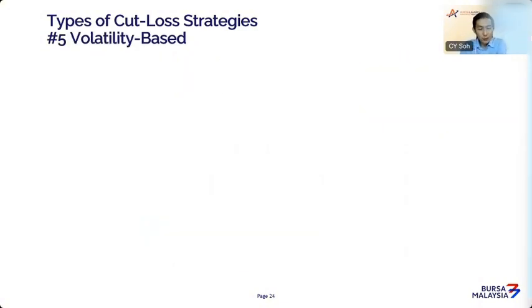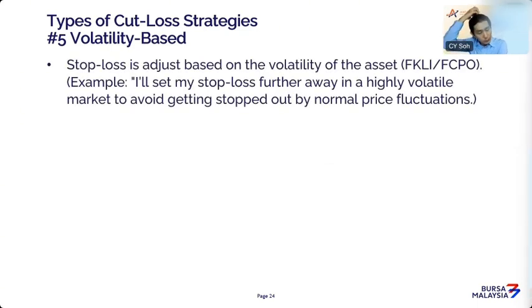Now, the fifth approach, volatility based. A lot of speakers shared on volatility based. So here I would want to cover this as well so that you understand how it actually works. This is based on the volatility of whatever product that you trade. If you trade FKLI, your volatility base is following the FKLI volatility. If you're trading FCPO, it will be following FCPO volatility. So for example, in a high volatile market, you will be setting a larger stop loss. In a low volatile market, you will be setting a narrow stop loss.